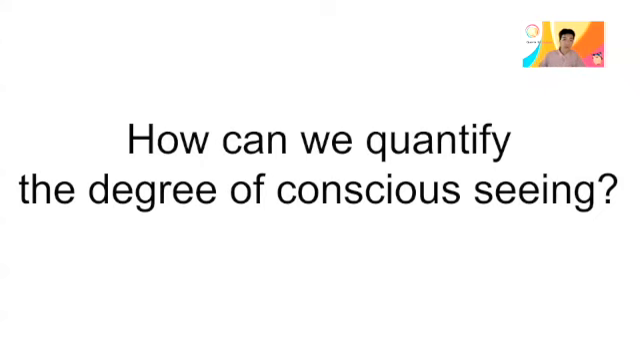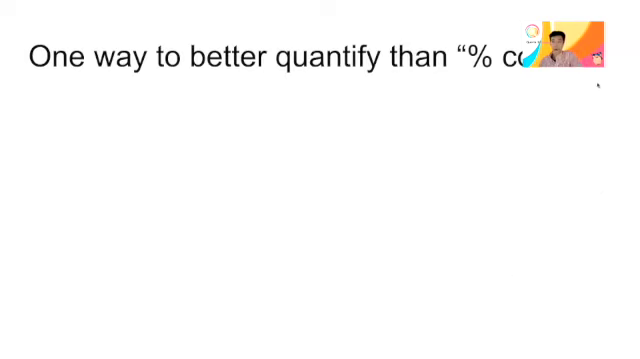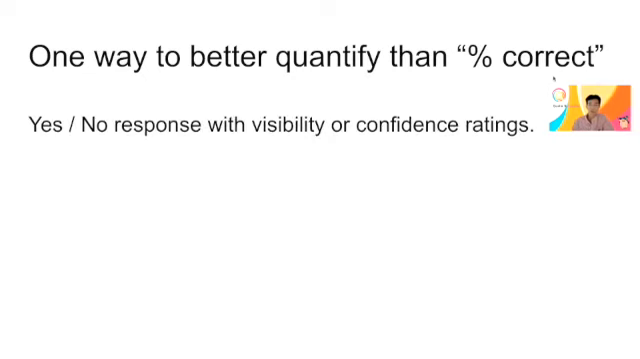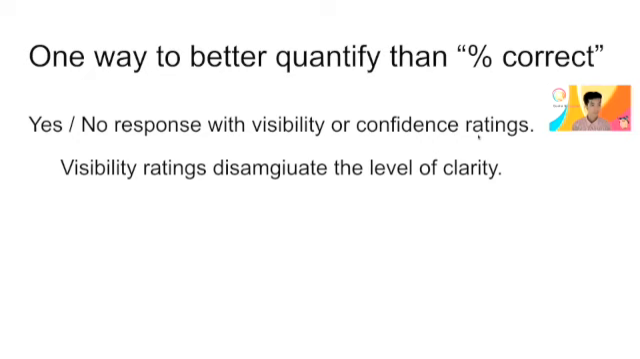So how can we quantify the degree of conscious seeing? That's the next topic. There are lots of ways to go better than standard numbers such as a percentage of correct. One way to go better than that is called signal detection analysis, using yes/no responses with visibility or confidence ratings. Visibility ratings can disambiguate the level of clarity. Like in the case of backward masking, I can say that I never saw the target letter very clearly, except for the last SOA.